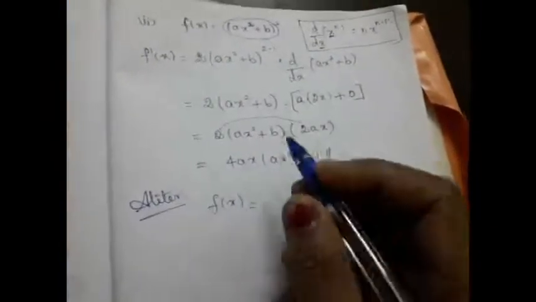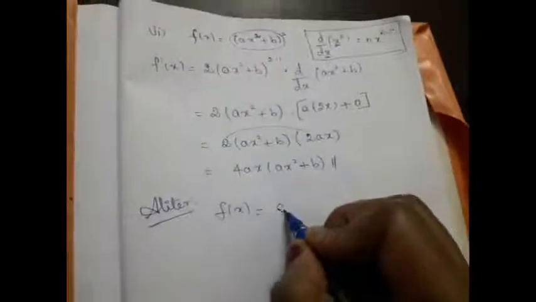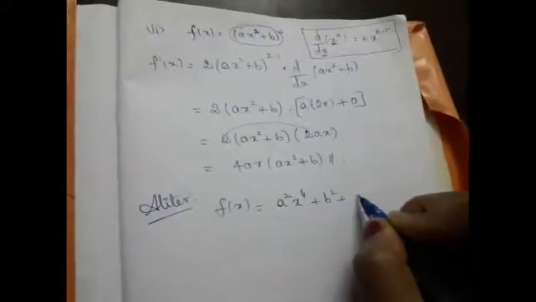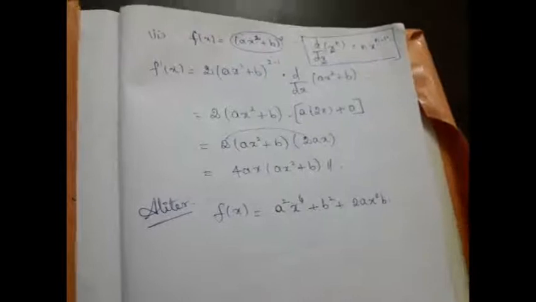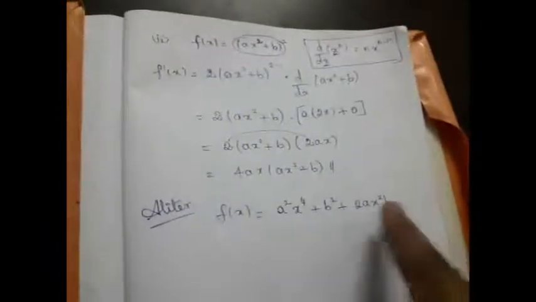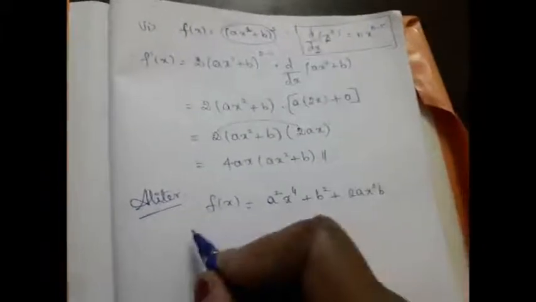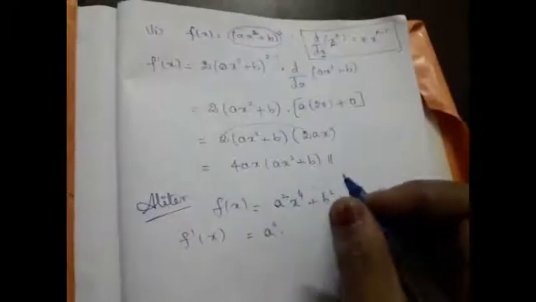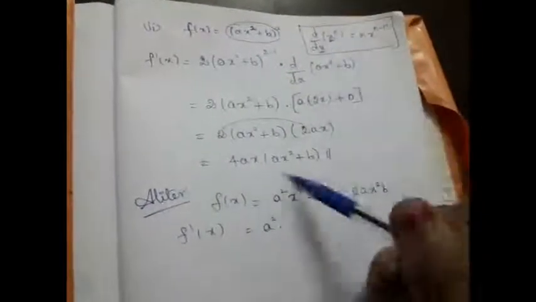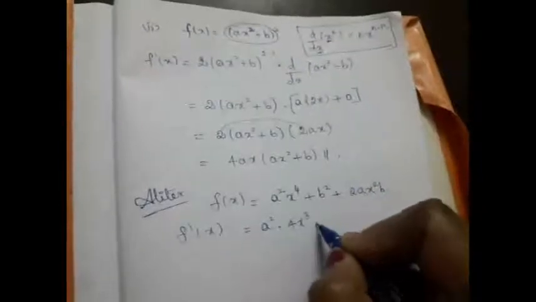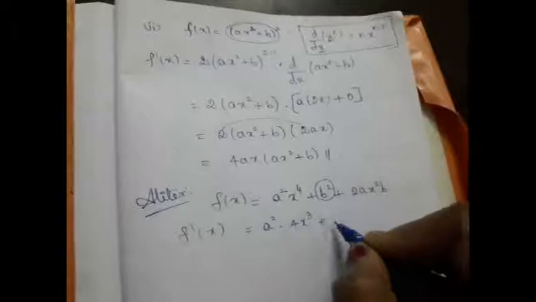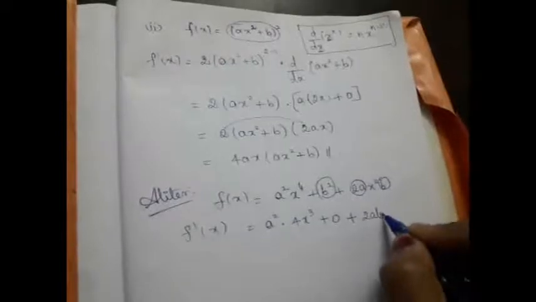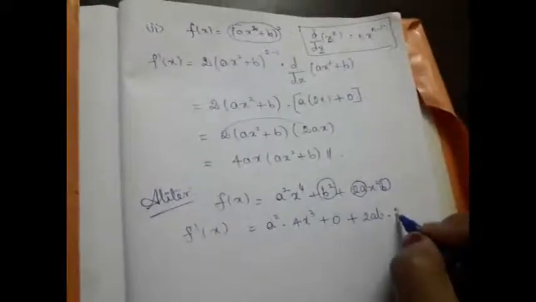So f of x, expand it using a plus b the whole square identity, a square. So it is going to be a square x power 4 plus b square plus 2ab, right? I have expanded using a plus b the whole square identity, a square plus b square plus 2ab. Now you find f dash of x. Now f dash of x is a square into x power 4, differentiation is x power n formula, n into x power n minus 1. So 4 into x cube plus b square is constant. So if you differentiate, it will become 0 plus here 2ab is constant, 2ab into x square, if we differentiate, it is going to be 2x.